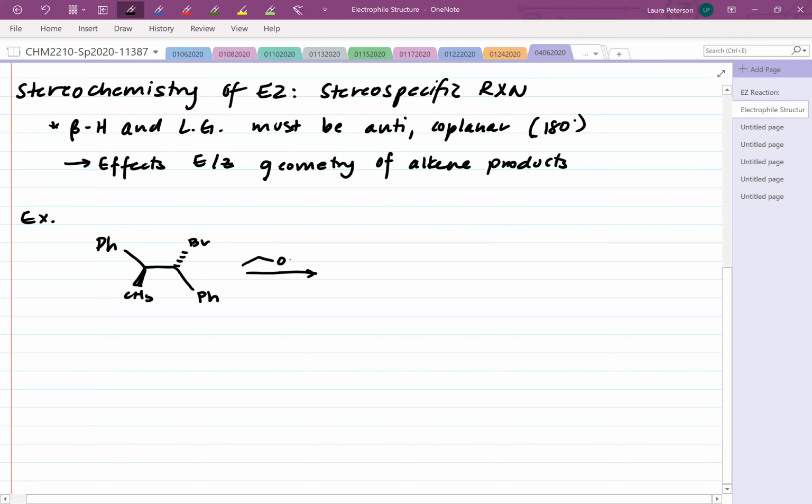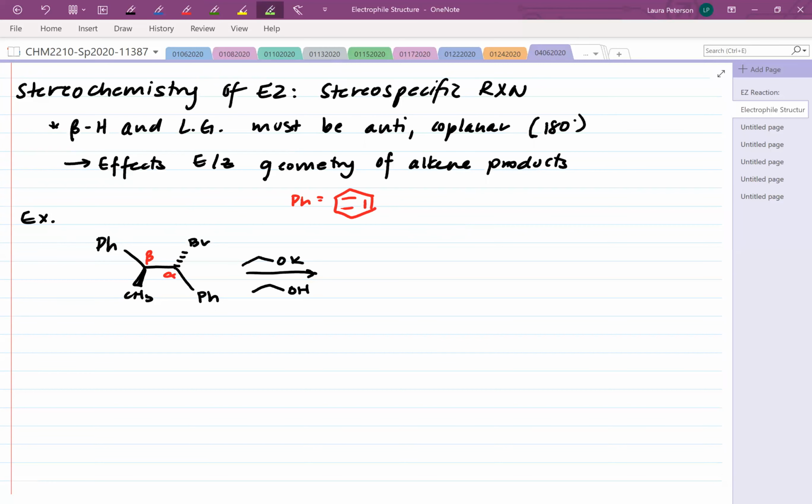So let's write out our conditions. Here we have potassium ethoxide in ethanol. Strong base, strong nucleophile gives us this E2 reaction. We can label our alpha and our beta positions. Notice how the two phenyl groups, I'll abbreviate this, phenyl means benzene. There are no beta hydrogens at this position. So we don't have to worry about the beta carbon on the other side because it's benzene, so there's no hydrogen at that position.